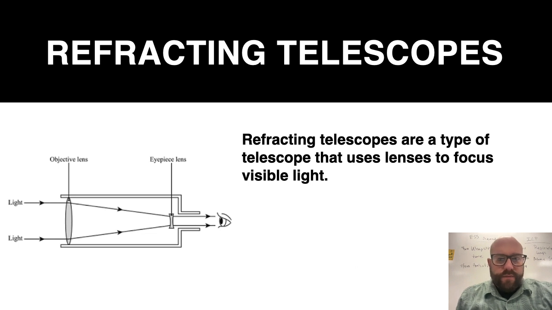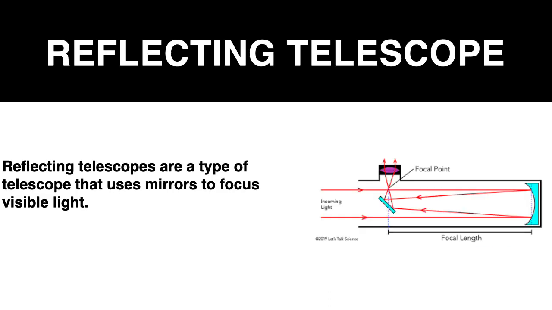Refracting telescopes are the type of telescope that uses lenses to focus visible light. The first telescopes were invented around 1600, and they used lenses to bring visible light into focus. Reflecting telescopes are a type of telescope that uses mirrors to focus visible light. In 1668, a new telescope was designed by Galileo that used mirrors to reflect, instead of lenses to refract, the light.